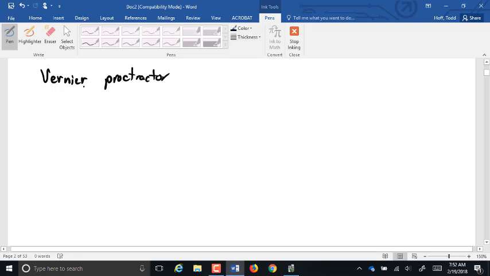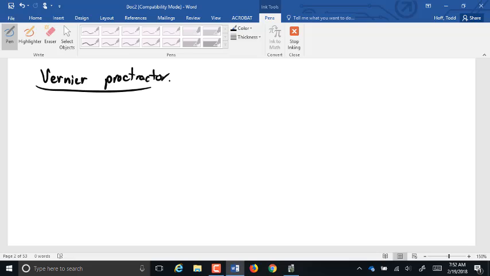Now, we looked at a vernier scale a little bit last semester when we looked at calipers and micrometers, the old style vernier scale. Well, here's a case where we're going to have to figure out how to use the vernier scale.